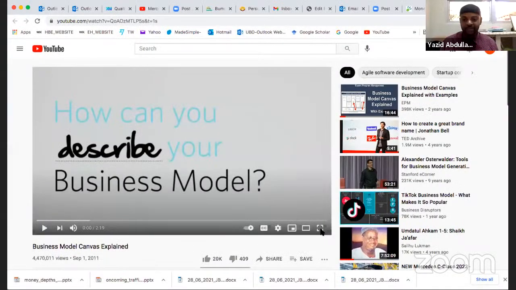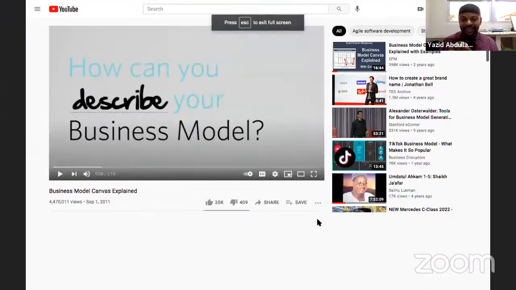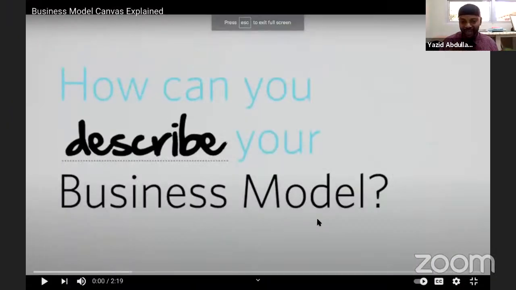So this is the business model canvas. There are some minor differences between the business model canvas and the lean canvas I showed you, but they are also very, very similar. So you can watch the video, it's a 2-minute video. And then after that, we end the class, inshallah.